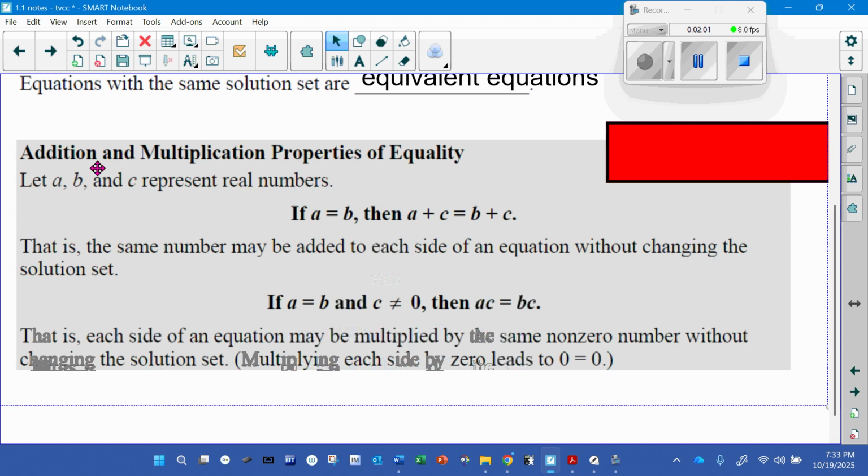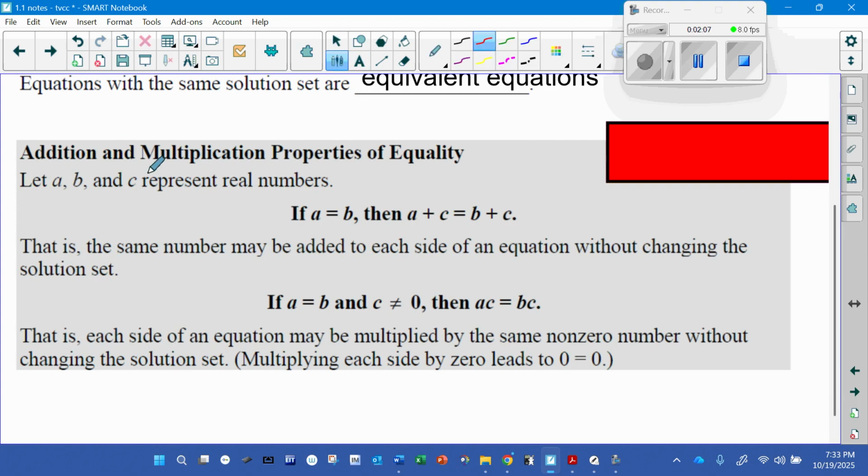So here are two properties. We have our addition and multiplication properties of equality. You're going to let A, B, and C represent real numbers. So if A and B are equal, then if you add some number C to both sides, it will remain equal. So the same number may be added to each side. When we're solving equations, when you subtract a number from one side, you have to subtract or add it to the other side. So if you add 4, you have to add 4 to both sides of the equal sign in order to keep your equation balanced.